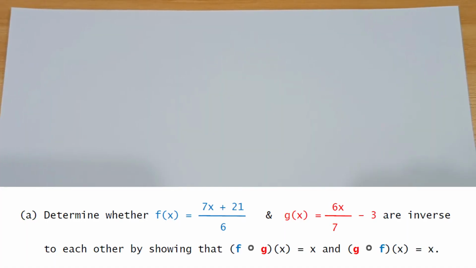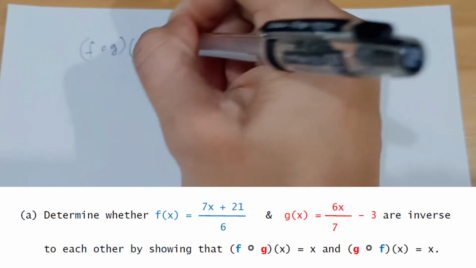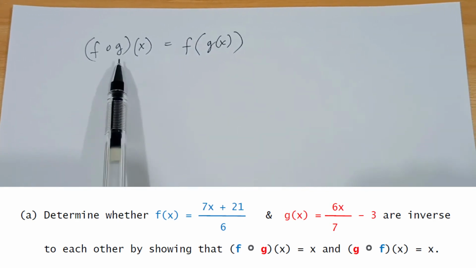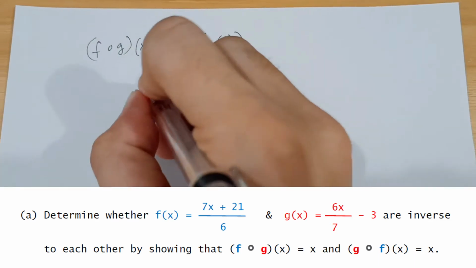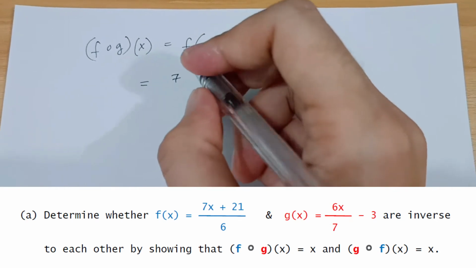Next problem, determine whether f of x and g of x are inverse to each other by showing that f circle g of x is equal to x and g circle f of x is equal to x. Okay? Yung f circle g of x equal siya sa f of g of x, sa composite function natin. Verify natin kung inverse ba talaga silang dalawa. So, copy natin yung buong function ng f of x. Tapos, palitan natin yung x niya ng g of x.